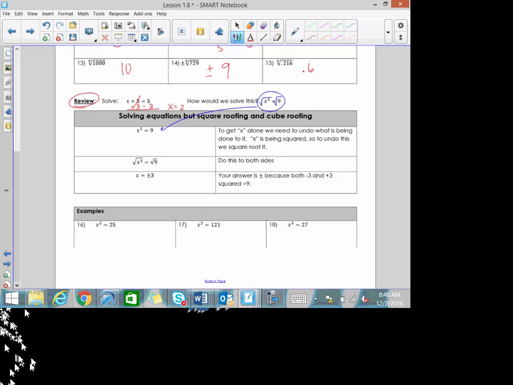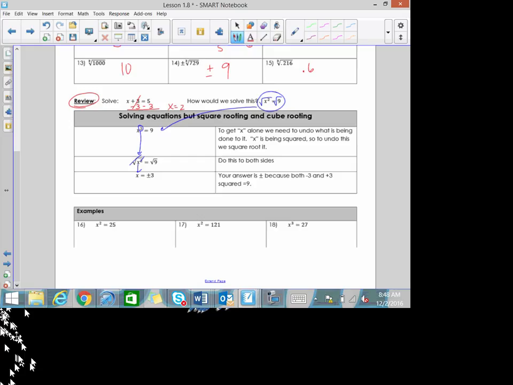So to do this problem now, if you saw x squared equals 9, if I wanted to solve for it, all right, I undo what's being done. I undo what's being done to the x. So the x is being squared. Well, to undo squaring something, we square root it. So we square root both sides. And square root and square cancel out and just leave you alone with x, and that's what you want.